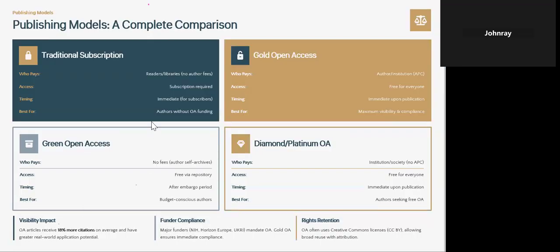Yes. So basically, these are some of the publishing models that are there. I think the basic one, or the traditional one we know, is the subscription one, where you submit your article to a journal whose publishing mode is on a subscription basis.